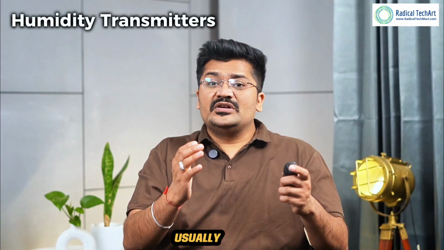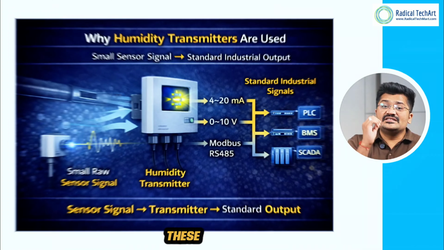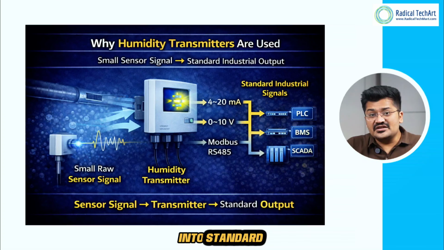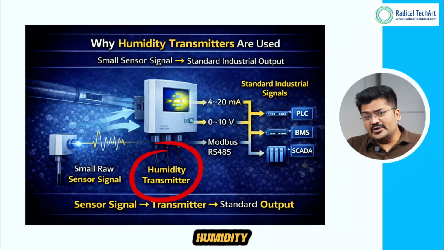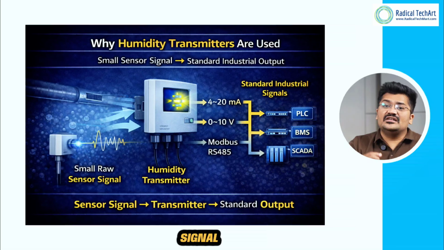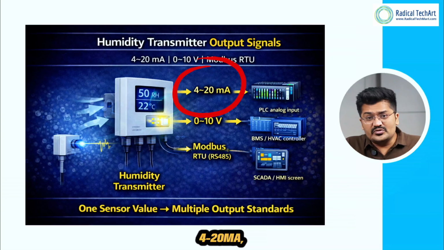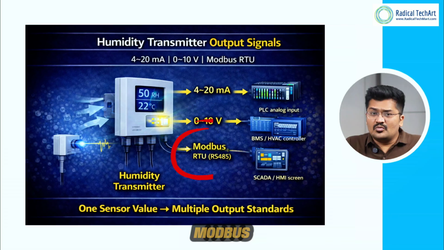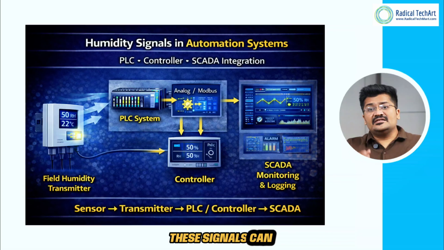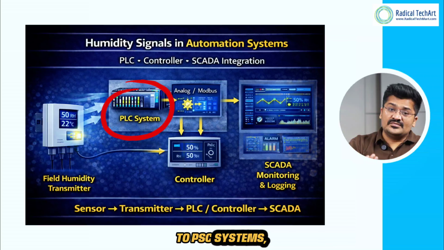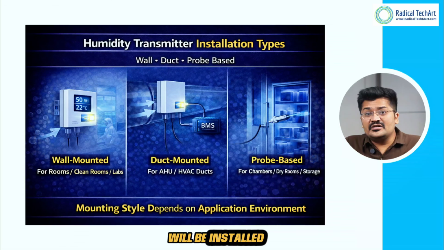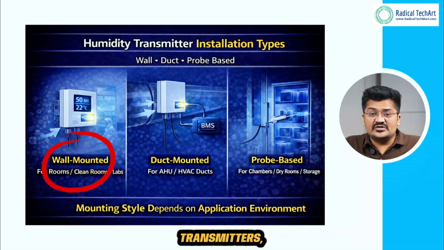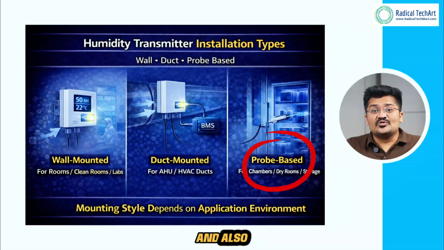Humidity sensors usually produce a small electrical signal. These signals need to be converted into standard electrical signals, and that is why we use humidity transmitters. A humidity transmitter converts the sensor signal into output such as 4 to 20 mA, 0 to 10 volt and Modbus communication. These signals can then be sent to PLC systems, controllers or SCADA systems. Now, a humidity transmitter may be installed in different ways, like wall-mounted transmitters, duct-mounted transmitters, also probe-based transmitters, depending on your application.